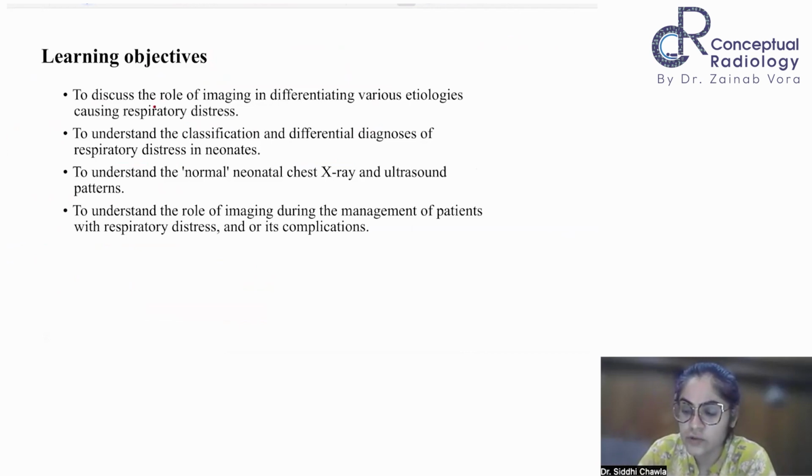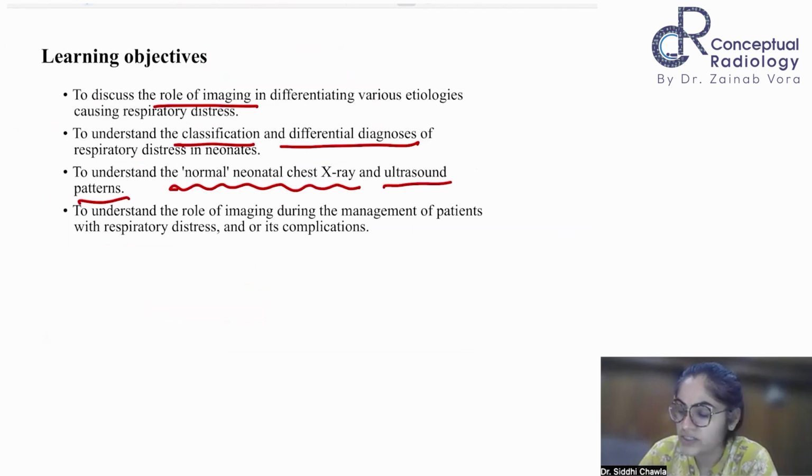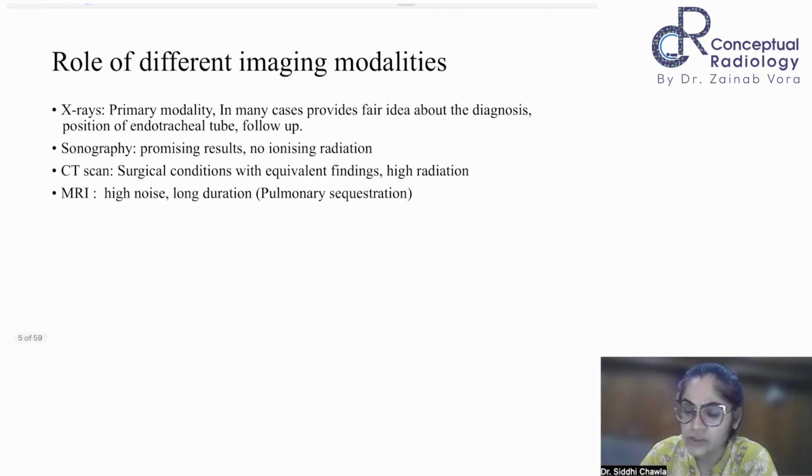We are trying to discuss the role of imaging in differentiating the various etiologies of respiratory distress. Then the classification we have seen and the differential diagnosis of each condition. We try to also understand the normal neonatal chest X-ray and the ultrasound patterns. And we also want to understand the role of imaging during the management of these patients of respiratory distress and some of the complications.